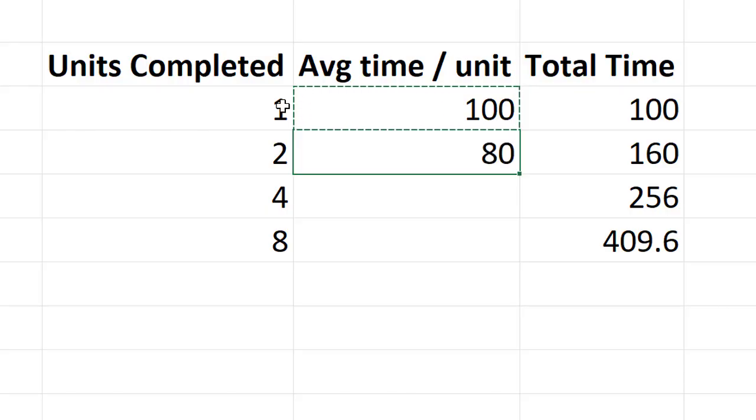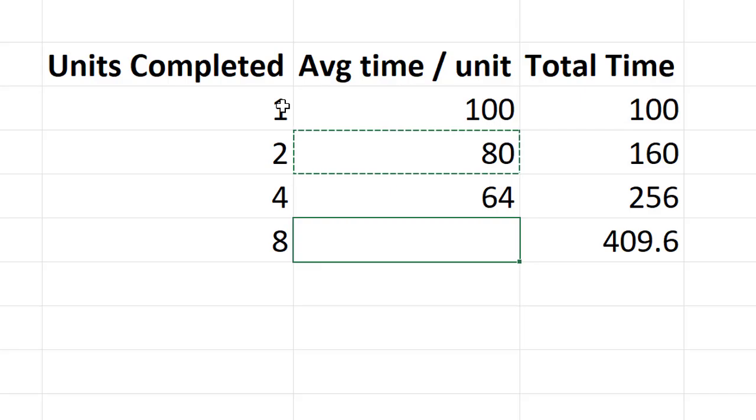The average time per unit when we make four is 64. And the average time when we make 8 is 51.2. So look at this. The average time per unit, we're observing a perfect learning curve here. Every time production doubles, we can observe the average time per unit dropping by 20%, or multiply by 0.8 to get that effect.